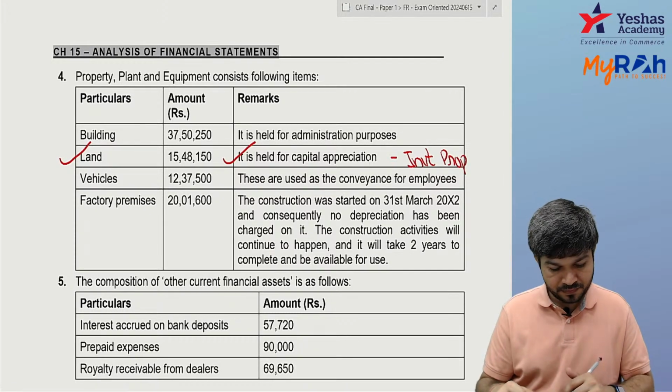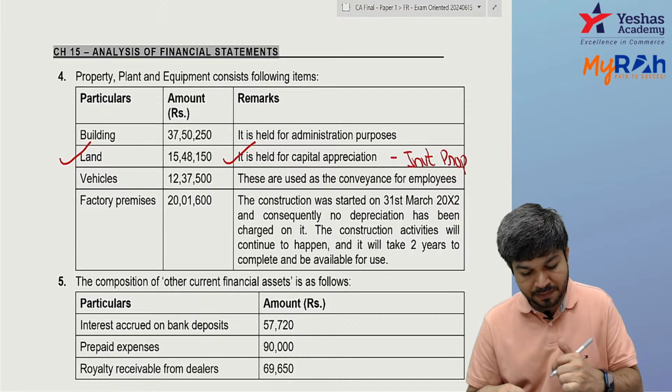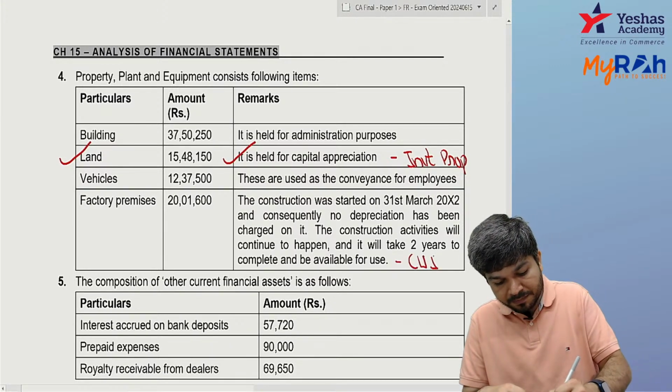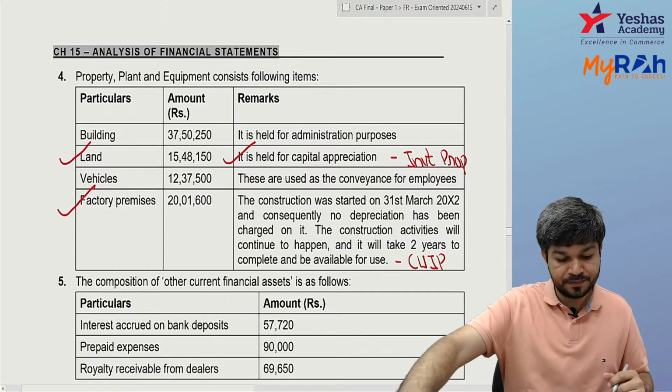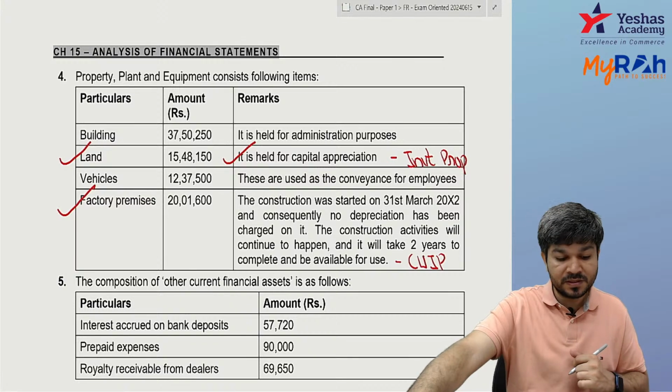Vehicles, fine. Factory premise, construction started on 31st March, no depreciation, construction activity will take place, so this will come under CWIP. So remove these two. One goes in investment property, one goes in CWIP.